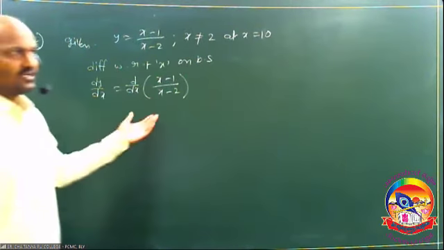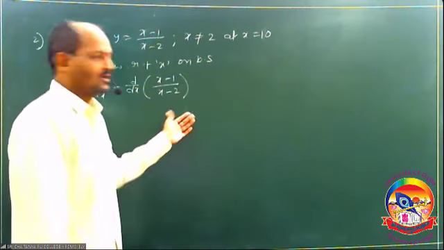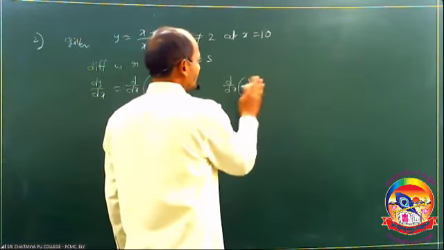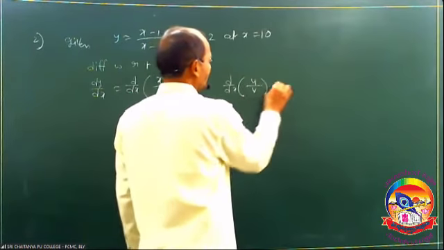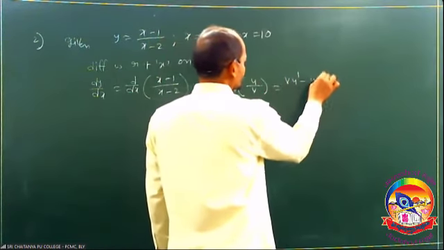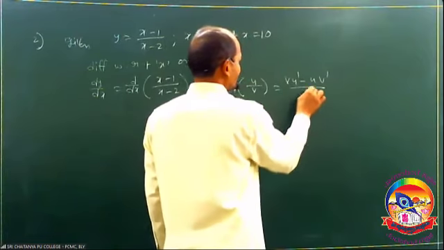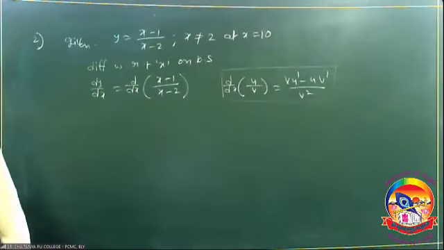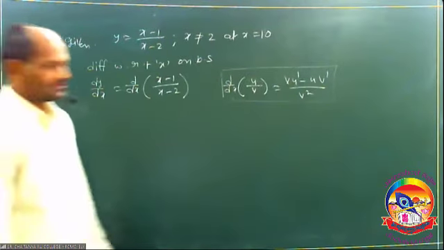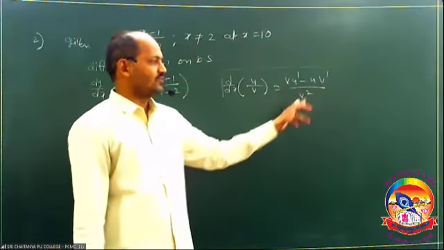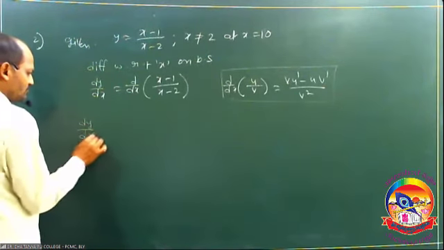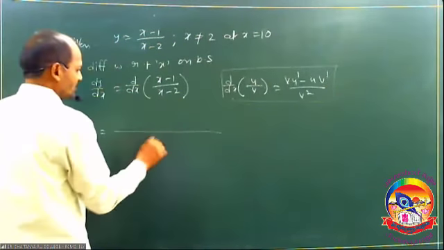You know that it is a derivative of u by v form. What is the formula for the derivative of u by v? It is v u dash minus u v dash divided by v square. Numerator term u, denominator term v. So v u dash minus u v dash divided by v square. So dy by dx is equal to v square.